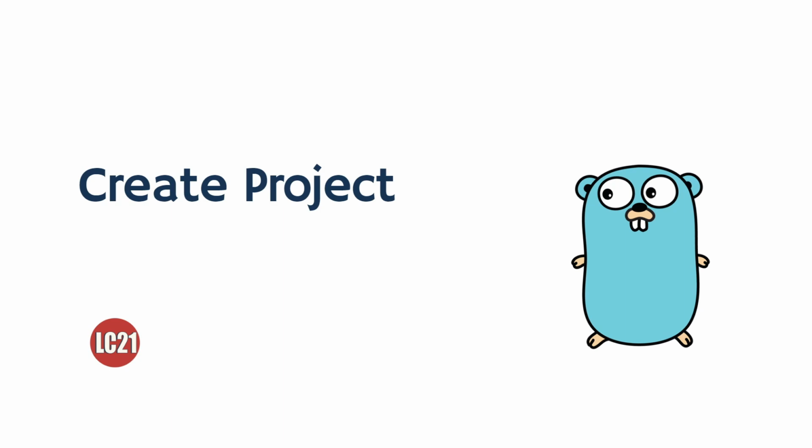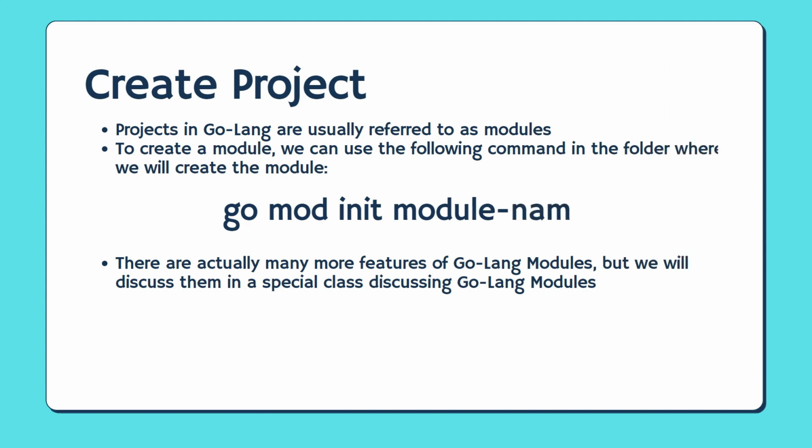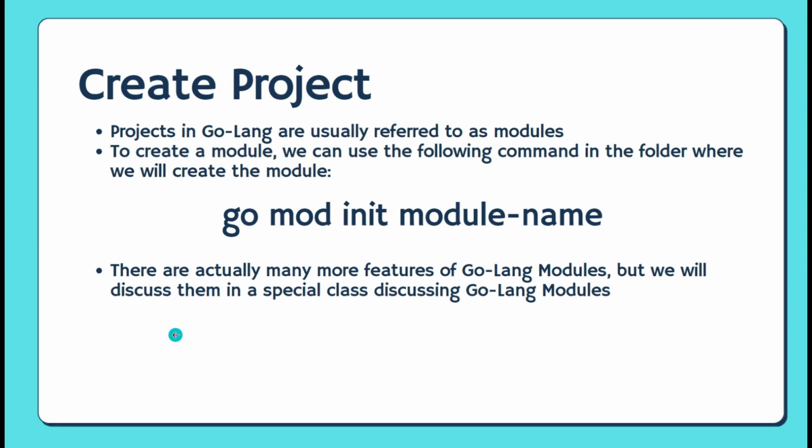Create project. Projects in Golang are usually referred to as modules. To create a module, we can use the following command in the folder where we will create the module: go mod init module name.